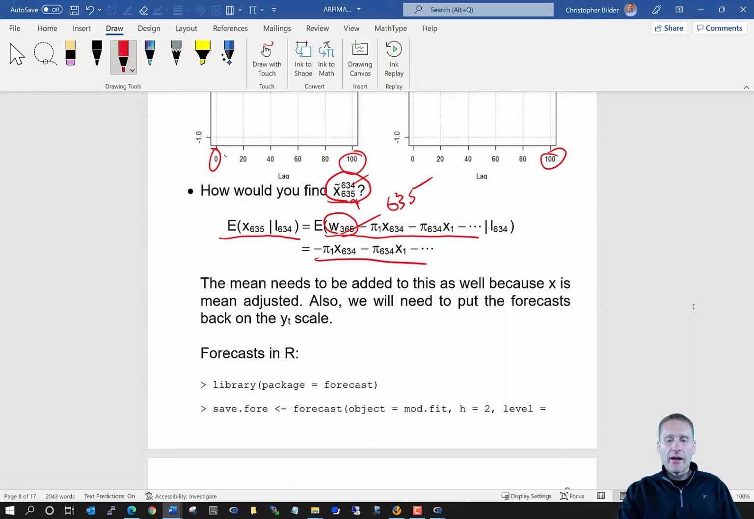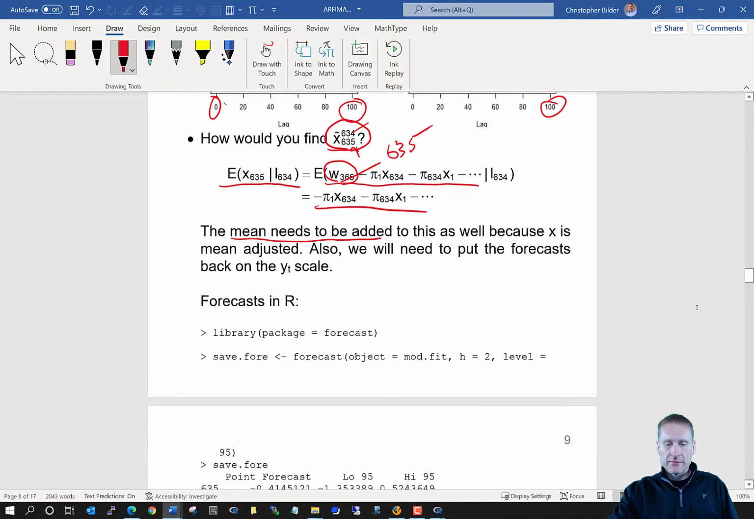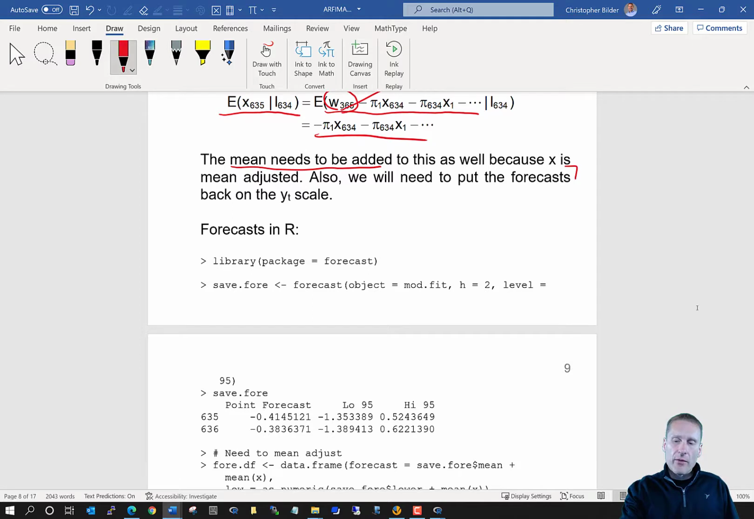So one could go ahead and find this. Now, with the actual data, since I did mean adjust it, I'm going to need to add back the mean to actually find the corresponding forecasts. Also, if you remember, we actually started with a log transformation of our original data. So because of that, I'm going to need to back transform to the original numerical scale for the data.